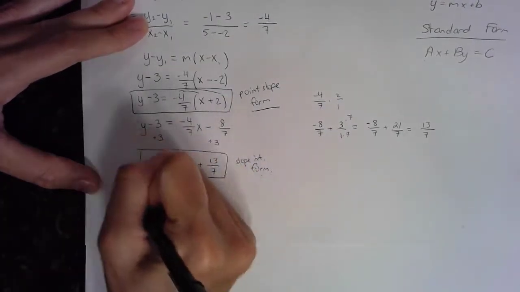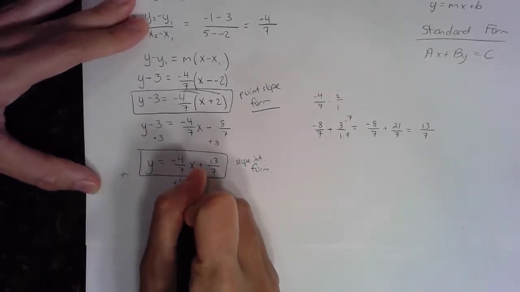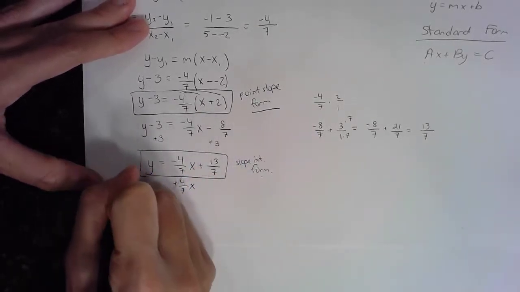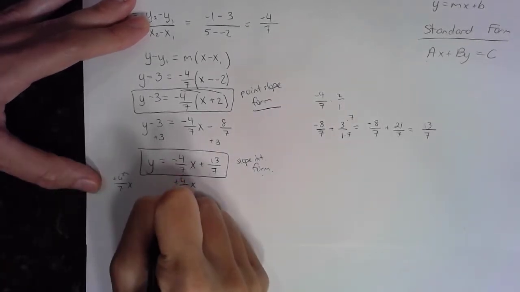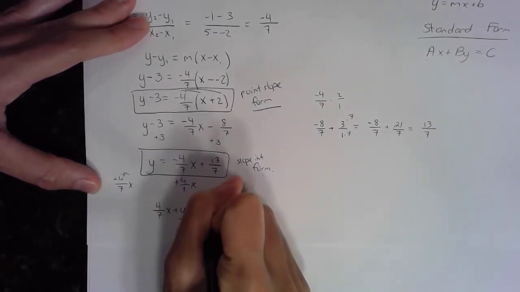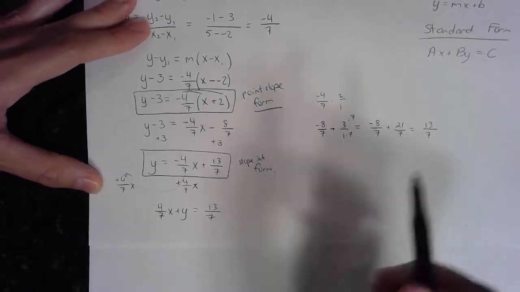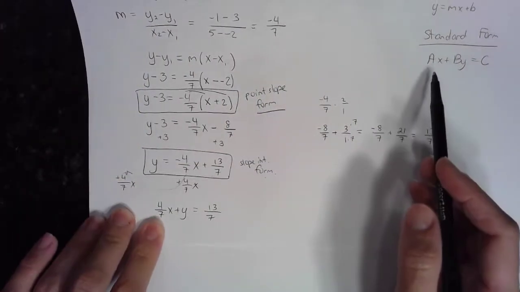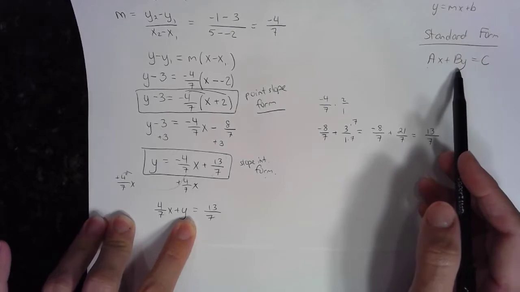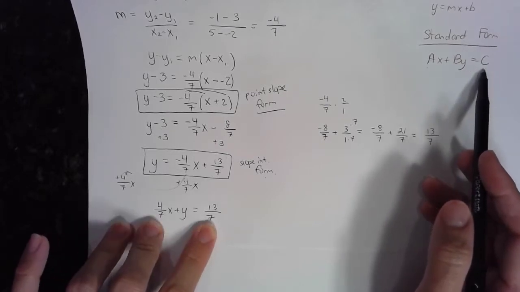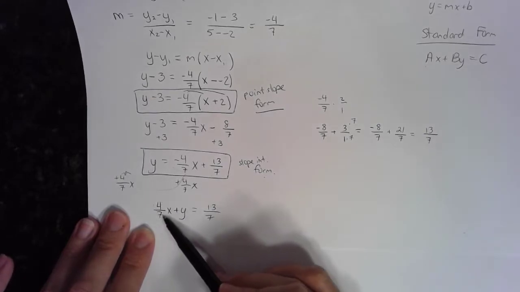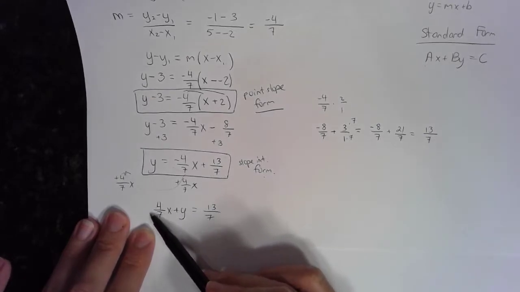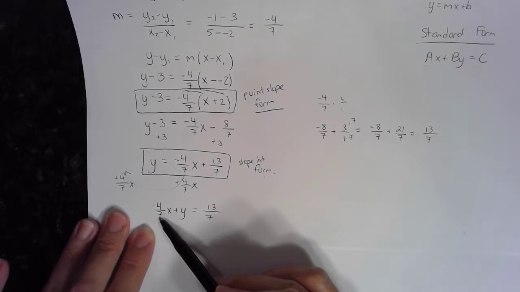So in order to move this over across the equal sign, I have to add the whole thing. So plus 4/7 x to both sides. So 4/7 x plus y is 13/7. So I'm very close to standard form. I have my x term, I have my y term, my equal sign, and my constant. The only thing is that, remember, I cannot lead with a fraction. It has to be a positive whole number here.